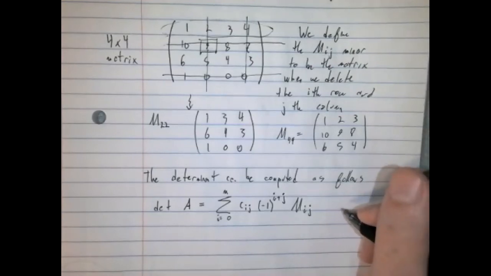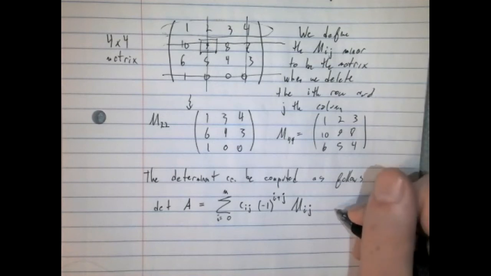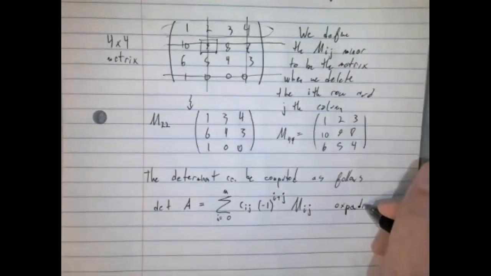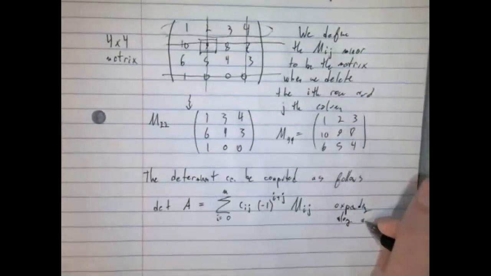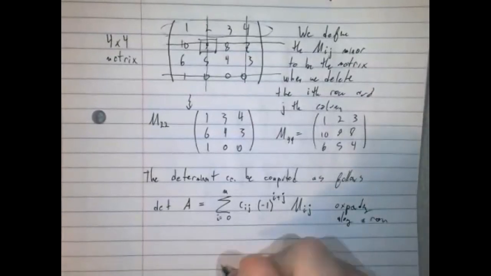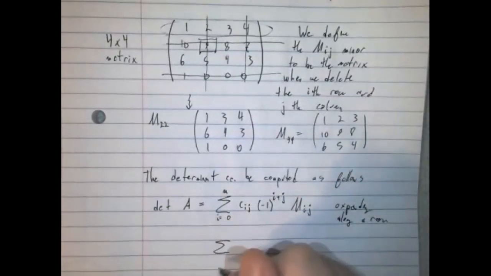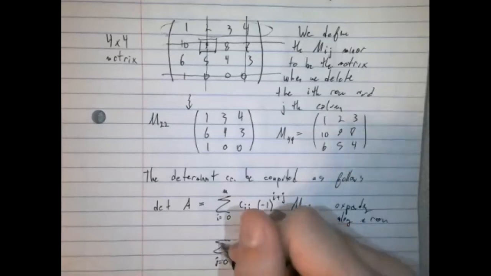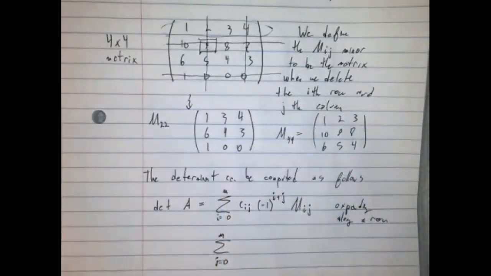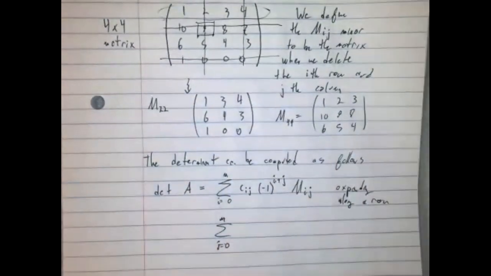This is expanding along a column, or expanding along a row. And if we expand along a column, it's the sum of these, but now where j goes from 0 up to m. This maybe seems kind of opaque.